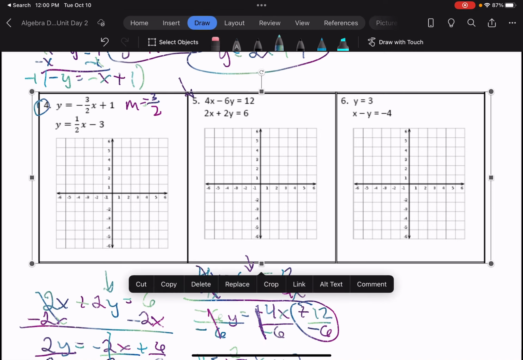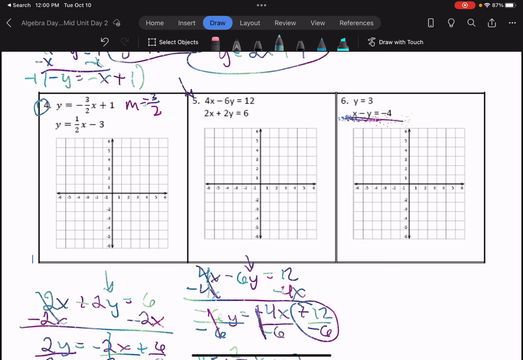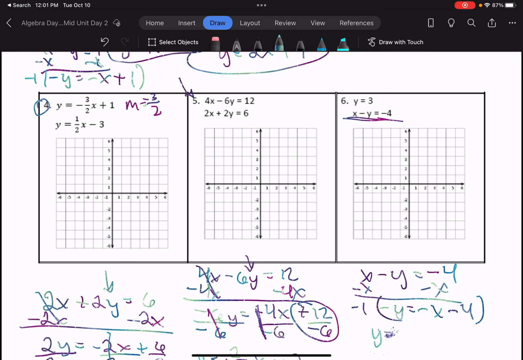The last one, you can go ahead and put this into slope-intercept form. Subtract x from both sides. We get negative y equals negative x minus 4. Multiply the whole thing by a negative. We get y equals x plus 4. Those negatives all end up getting canceled out, which is really nice. All right, so that you can now graph.